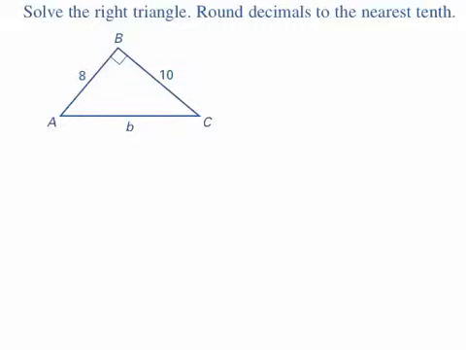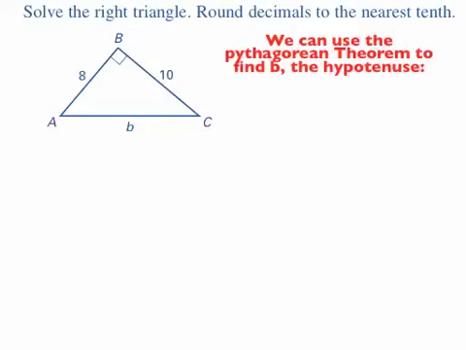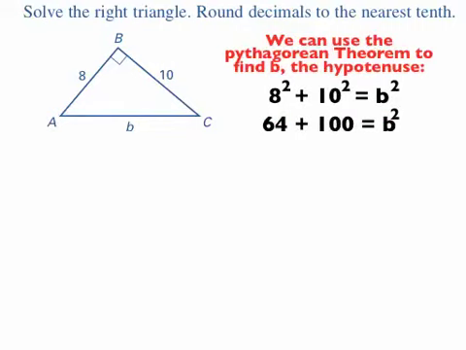To do that, I'm going to use the Pythagorean theorem. In this case, B is my hypotenuse. 8 and 10 are my legs, so I would say 8 squared plus 10 squared equals B squared. Well, 8 squared is 64 and 10 squared is 100, so 64 plus 100 equals B squared. 64 plus 100 is 164. Take the square root of both sides, and because it did ask me to round decimals to the nearest tenth, I'm going to take the square root of 164, just plug it into your calculator, and you get about 12.8 for B. So now I know all three side lengths.